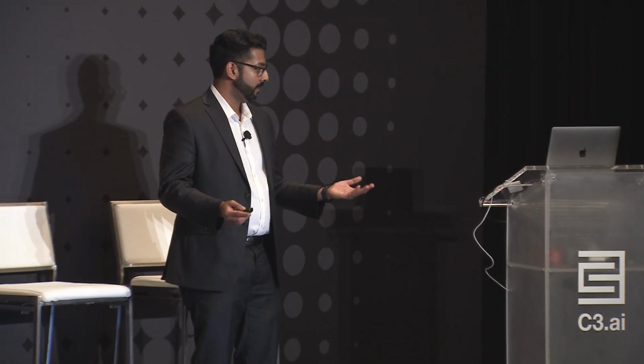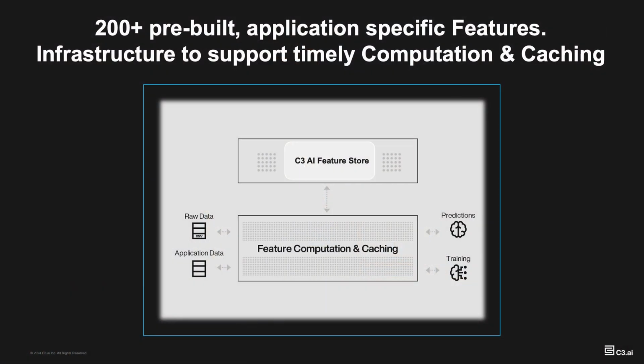And based on whatever security clearance they have, they'll be able to reuse these features for other applications as well. And as I said, we are in the business of providing accelerators. We take our application and use case context everywhere. So you get 200 plus pre-built application-specific features and the infrastructure to support it. What do I mean by that?